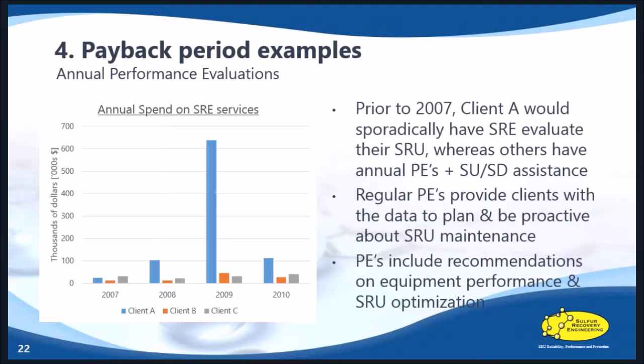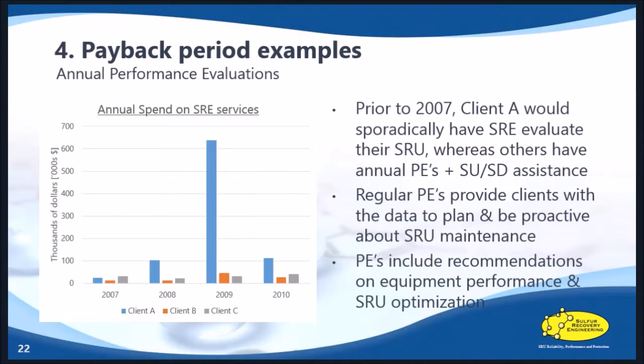It's important to note that prior to 2007, clients B and C retained us on an annual basis to conduct their performance evaluations. As well, they also retained us when they were doing their turnarounds for shutdown and startup support. With the performance evaluations, we provided recommendations to them on how to improve the unit, increase the reliability of the unit, and they followed through with those recommendations and implemented them. Client A, however, only retained us sporadically whenever there was an issue prior to 2007. And as you can see, in 2009, their problems increased. They were having major emission violations, equipment failures, etc., resulting in them retaining us for over $600,000 worth of work.